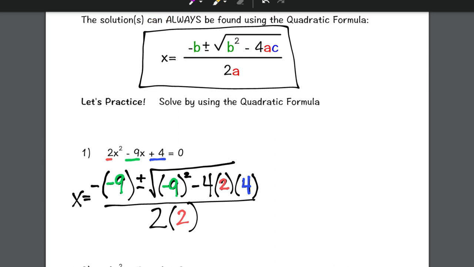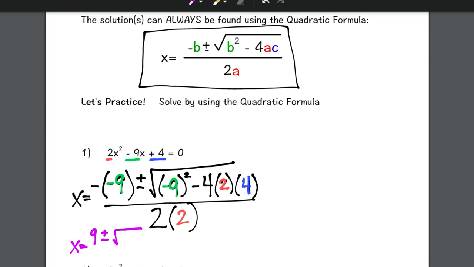All right, so we've got x is equal to, and we said the opposite of b. Well, in this case, the b was -9, so the opposite of that would be +9. And then we have plus or minus, and that's still going to stay there. That's okay. And we're going to put inside the square root all of that stuff that we see there. So we've got -9 squared minus 4 times 2 times 4.